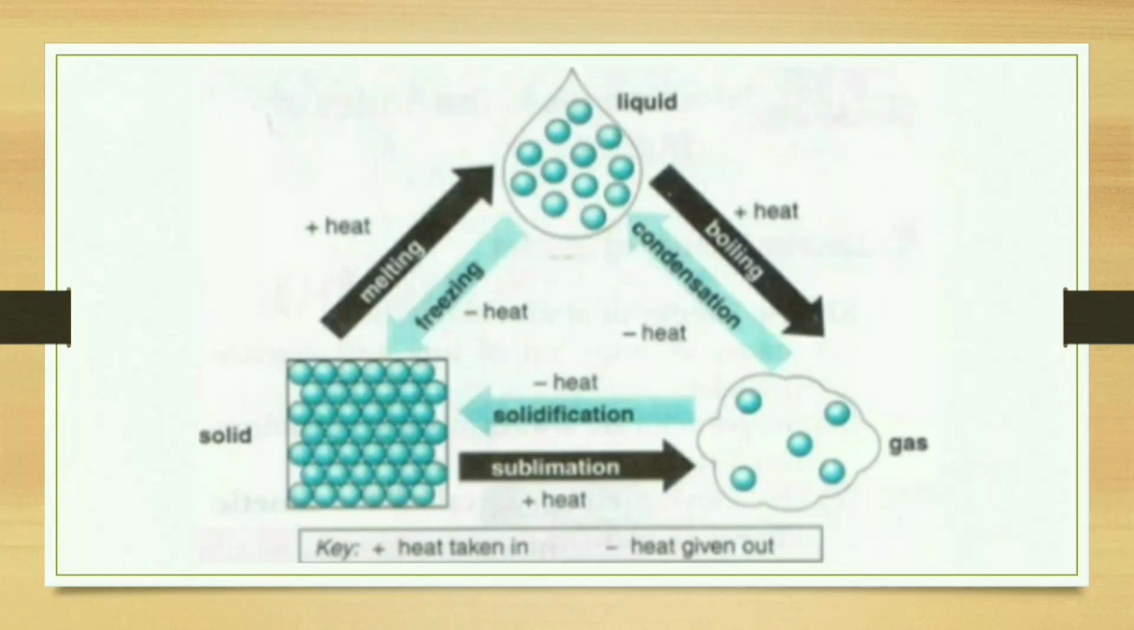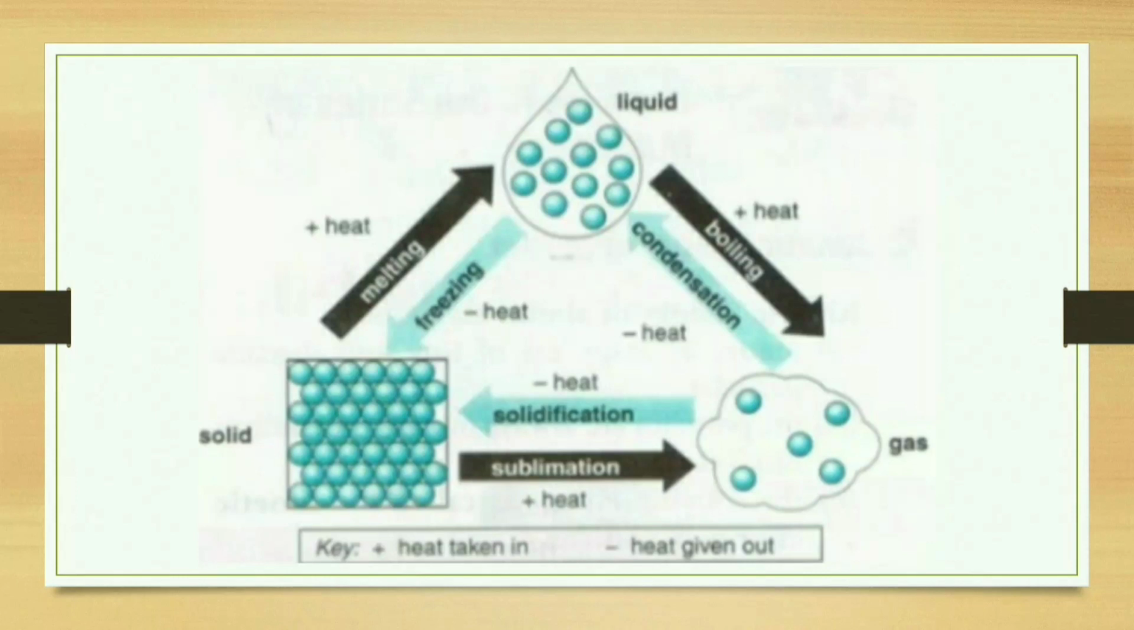Then the three states are reversible. Now from solid, if we take a solid and heat it, it forms liquid. The process where the solid is heated to form liquid is melting. Then if we take a liquid and heat it, it forms gas. The process is boiling. Then when a solid is taken and heat is given, it forms gas. It is known as sublimation.